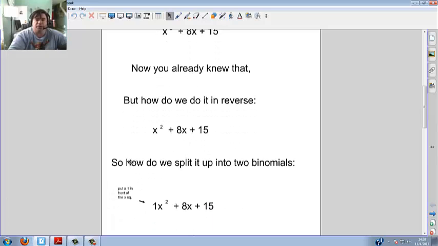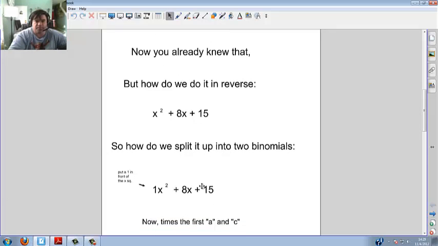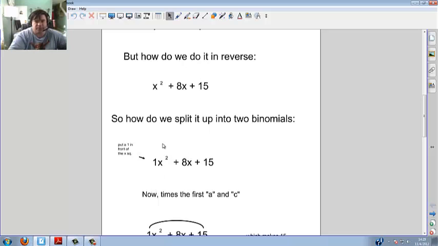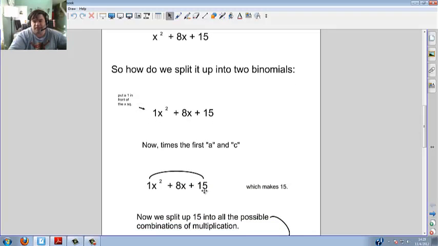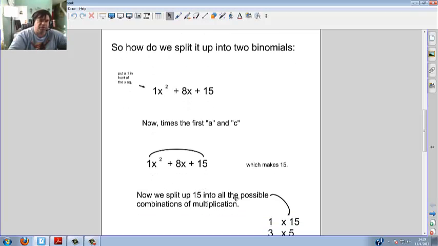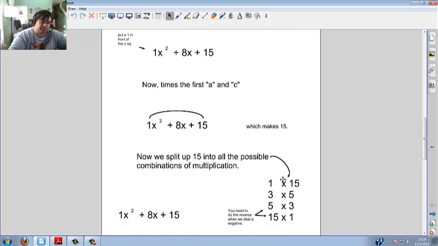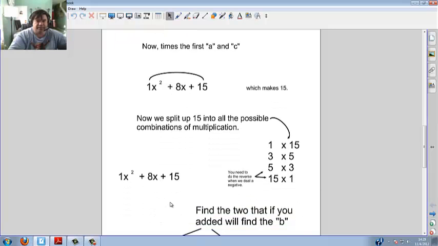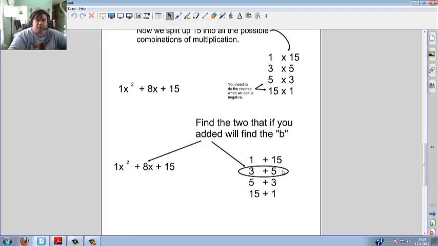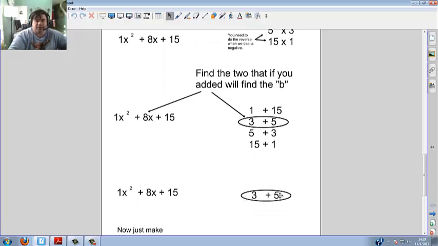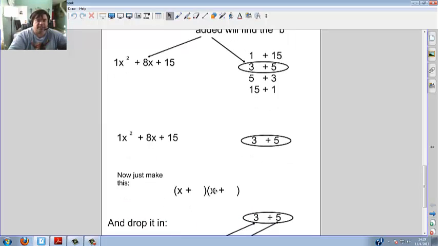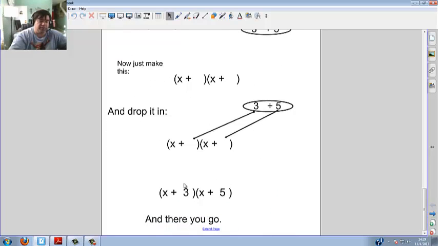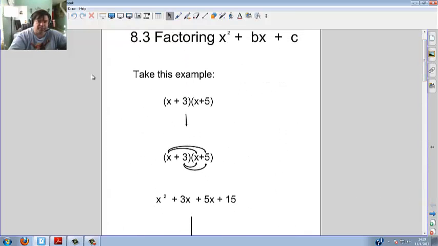Well, what we want to do is to split it up into two binomials. Now here's what you do. Because it's just x squared, I'll put a 1 in front here, and I'm going to take 1 and the 15, which is the a and the c. So take 1 times 15 and make 15. Now we're going to split the 15 up into all possible combinations of multiplication. So we'd have 1 times 15, 3 times 5, 5 times 3, 15 times 1. And from that, if you added any of these, would any of them make 8? And what you would do is you'd say, well, alright, 3 plus 5 would make 8. So what you do is you take the 3 and 5, and you just make x plus 3 and x plus 5, and drop them in. And if you did that, you would have your answers just like you had up here.